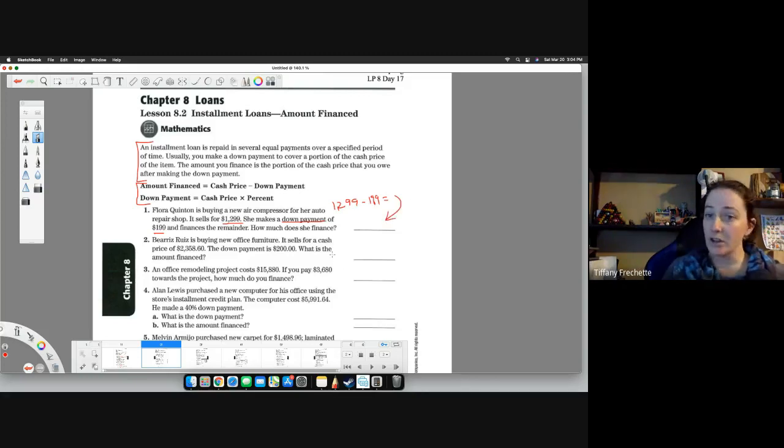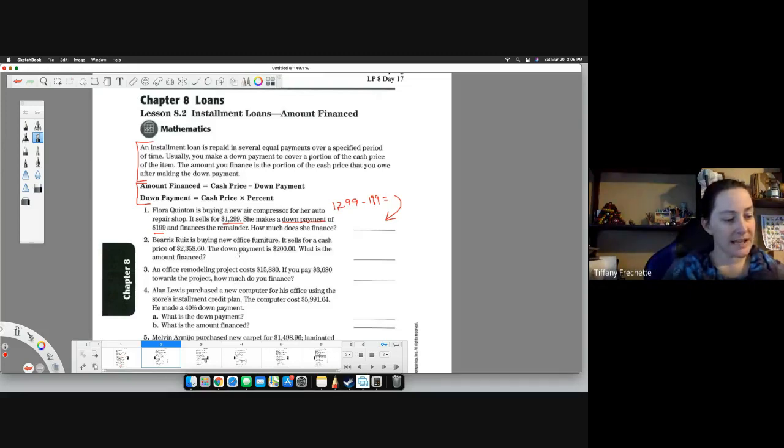We're not looking to know how much she's paying in interest or the total amount of the loan or anything like that. We're just looking, what is she going to finance? So she's going to finance $1,299 minus the $199 she put down. I didn't finish that calculation, if you noticed. So just make sure you go through and finish that calculation on your end.